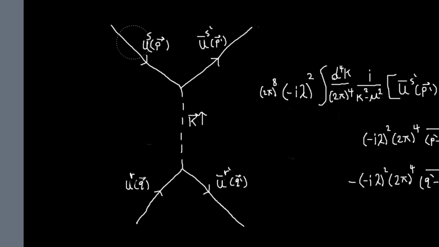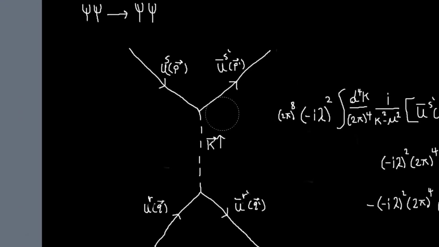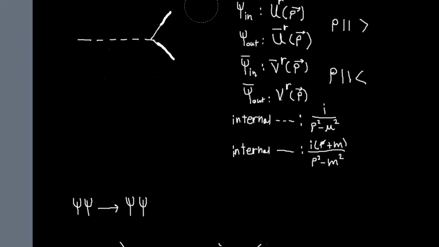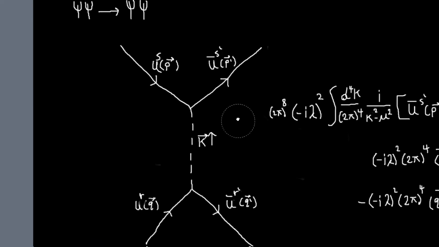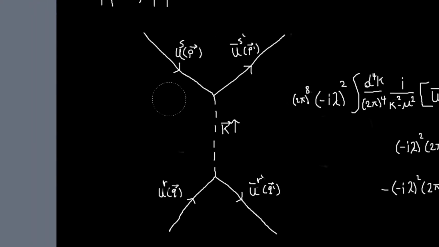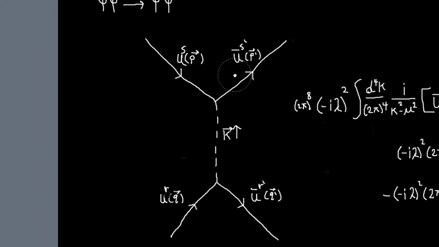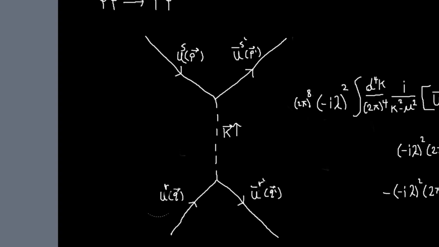So you can see I have one particle coming in, I have another particle coming in, and then one particle leaving, another particle leaving. And then I have a dashed line in the center. So I guess you say this interaction is mediated by the phi particle. So how do we turn this into an actual number?